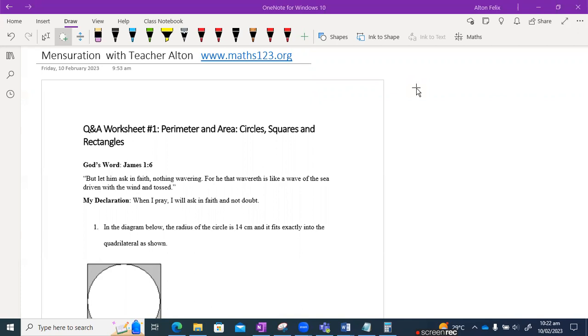God's word in James 1:6 says, "But let him ask in faith, nothing wavering. For he that wavereth is like a wave of the sea, driven with the wind and tossed." My declaration is when I pray, I will ask in faith and not doubt. Amen. Let's go to question number 1.